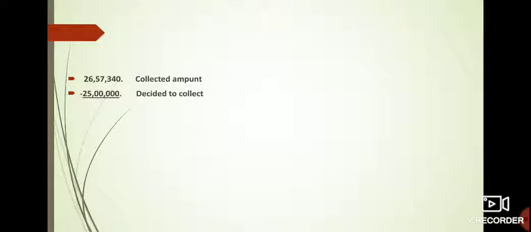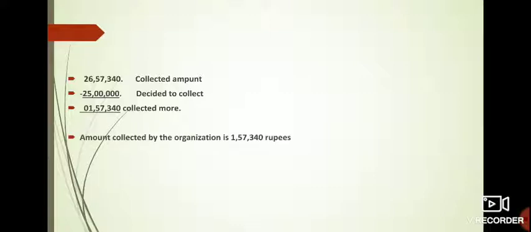0 minus 0 is 0, 4 minus 0 is 4, 3 minus 0 is 3, 7 minus 0 is 7, 5 minus 0 is 5, 6 minus 5 is 1 and 2 minus 2 is 0. Here all zeros are there, that's why the subtraction is very easy, students. So how much amount they collected more? 1,57,340 rupees they collected more here.